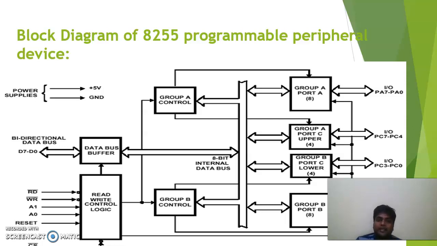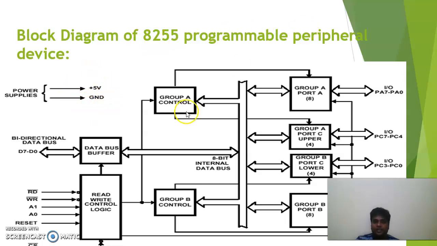So as I earlier told you, when we are using the 8085 or 8086 microprocessor, some power supply is required for its processing. In the same way, when we are using the 8255 programmable peripheral device, a plus 5 volt power supply is required. And if we are providing power supply, then a ground connection is also required.